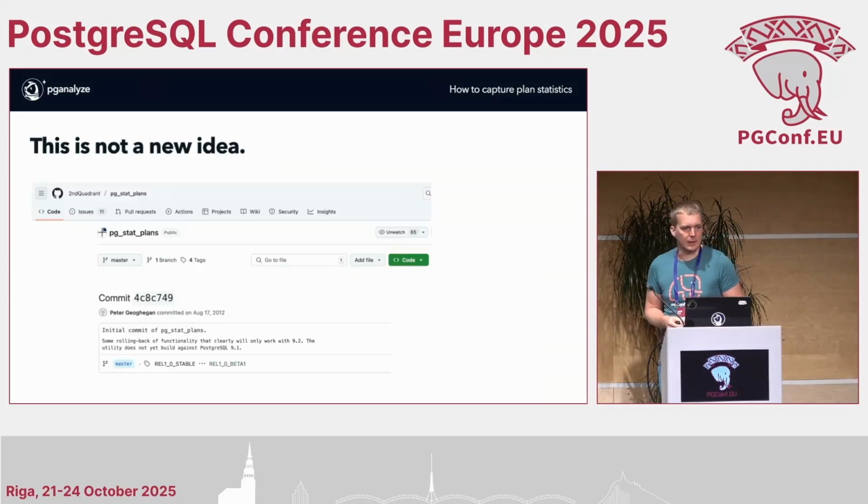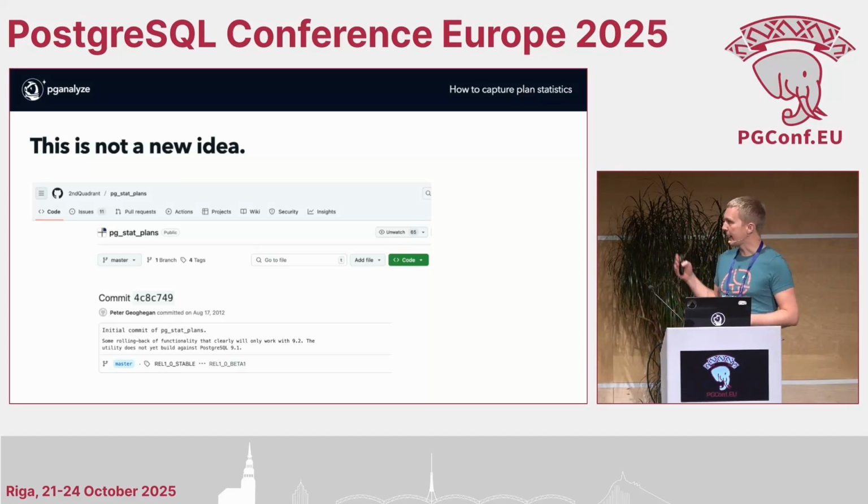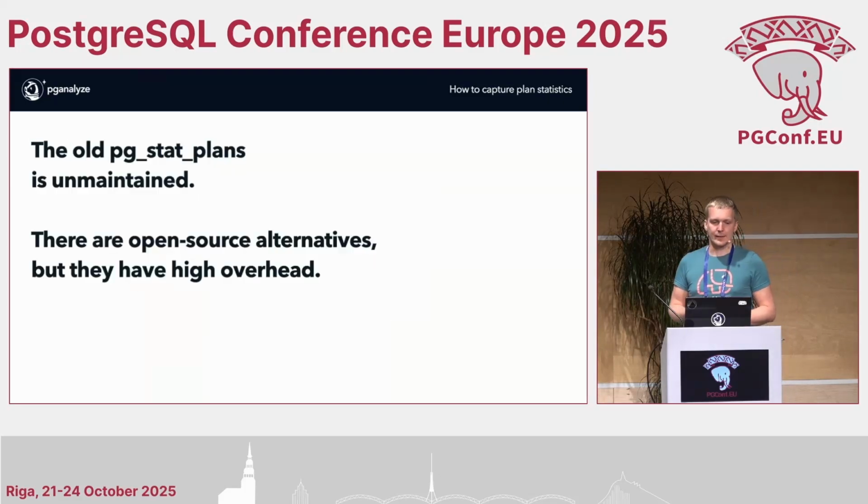This is not a new idea. Some of you might remember there was an extension called pg_stat_plans many years ago. Back in 2012, Peter Geoghegan and some other folks back then at Second Quadrant worked on that extension, and it basically tried to do the same thing, which is capture plan statistics over time. Unfortunately, that extension is not maintained anymore. I think the last commit was many, many years ago, and the commit basically just said, this is unmaintained. And so you shouldn't use that one.